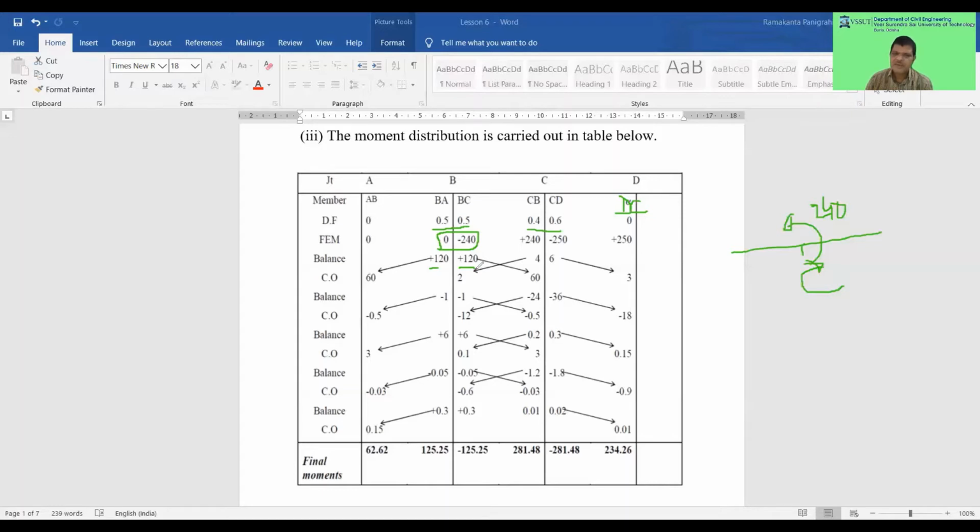So 0.5 is multiplied. I will come to this joint: plus 240 and minus 240. So what is the net value? Net value is minus 10. Minus 10 is the unbalanced moment, and we have to apply plus 10 to make it balance. That plus 10 moment will be distributed among the members CB and CD in proportion to their distribution factors 0.4 and 0.6. So 10 into 0.4 becomes plus 4, and 10 into 0.6 becomes plus 6. And there is no unbalanced moment at the fixed ends A and D.